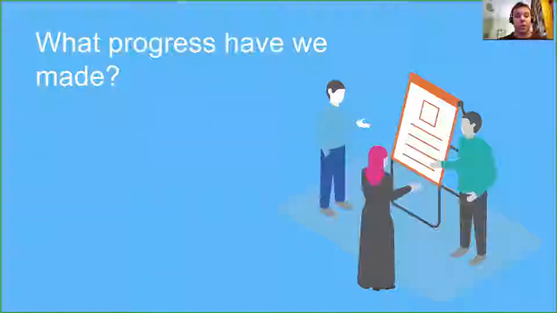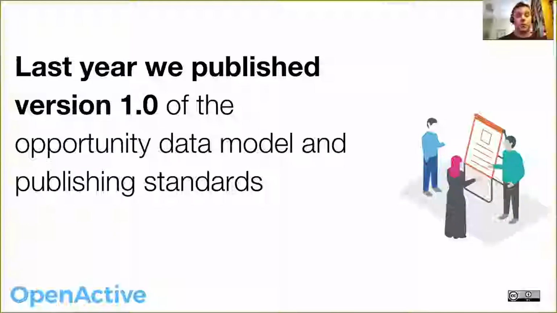So those are the key things we've been working on. So how far have we got? What progress have we made so far? So we've been working on this for quite a while. It can take quite a while to get agreement between everybody on consistent ways to publish and describe data.